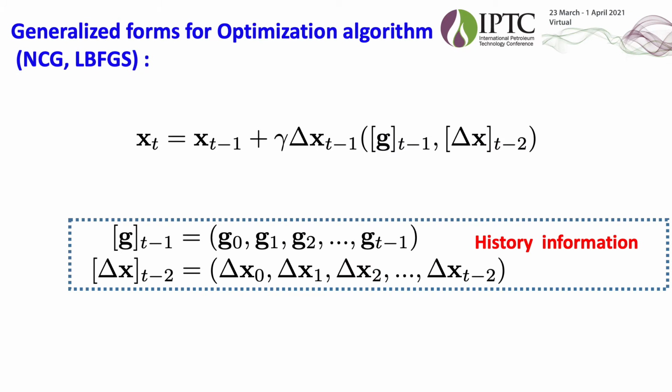If we want the machine to learn our optimization algorithm, we need to first gain insight into the current human-designed optimization algorithms. Here I summarize and present a generalized form for all the optimization algorithms, such as nonlinear-conjugate gradient descent, or LBFGS. For descent direction-based optimization algorithms, the updating direction delta x of the current step will depend on the gradient and the updating direction at the previous step. Different optimization algorithms differ in the way they use such history information.